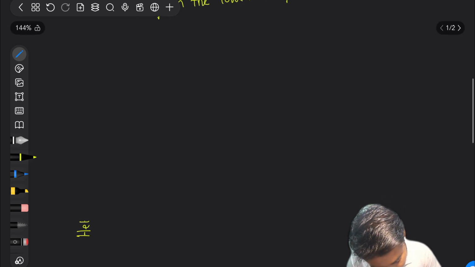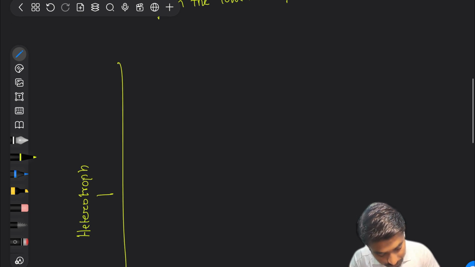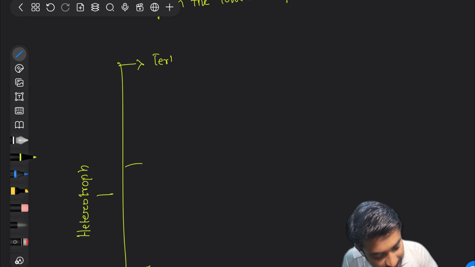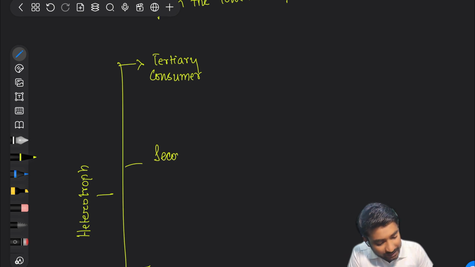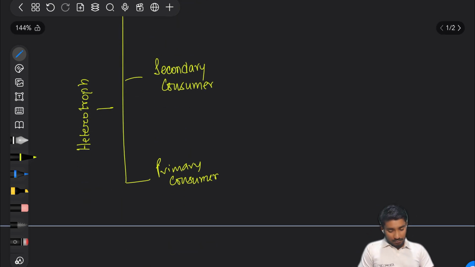See, heterotrophs. What are the heterotrophs? There are three levels. The top level is called the tertiary consumer. The second is called the secondary consumer. And the first is the primary consumer. Okay, these are the three consumer levels.